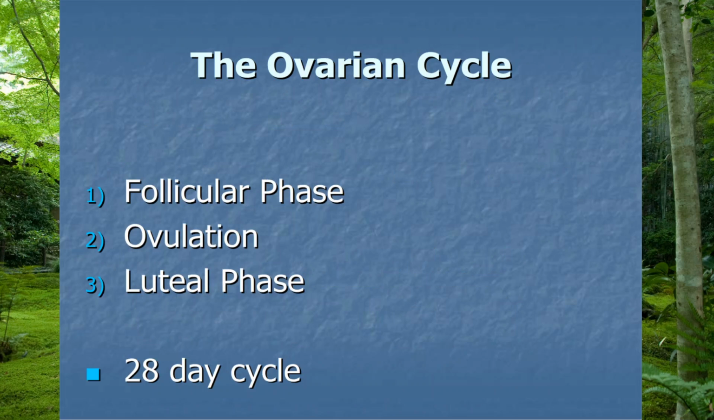So, now that we know about the various functions of all the different hormones that regulate the female reproductive tract, we're going to focus specifically on the ovarian cycle. As the name implies, this has to do with what's going on inside the ovaries. And the ovarian cycle is a 28-day cycle, and it's divided into 3 phases: a follicular phase, ovulation, and a luteal phase.